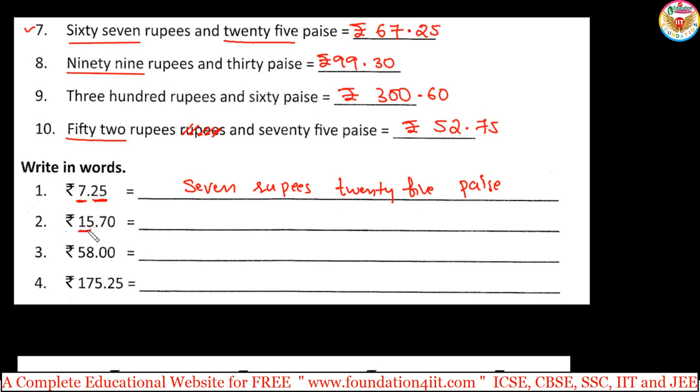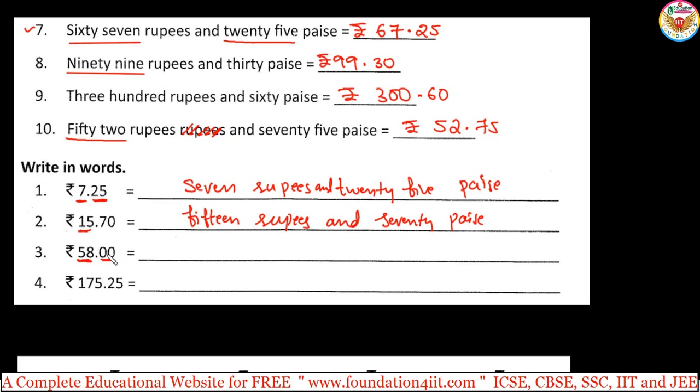Next one, 15. Okay, you should write 15 rupees and 75 paisa. So 15 rupees, and 70. 70 is how much? Paisa. Right. Next example, 58 is in rupees, and 00 is there.